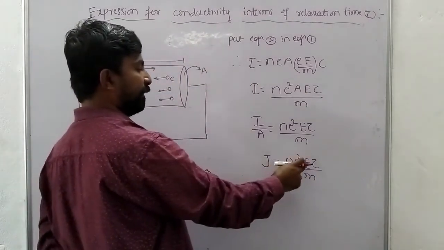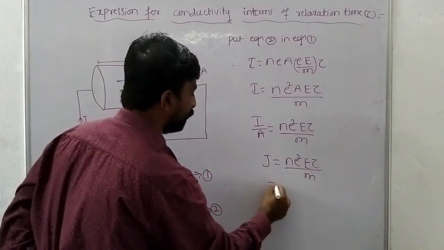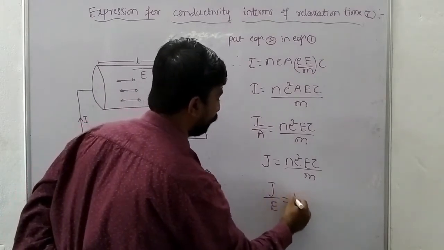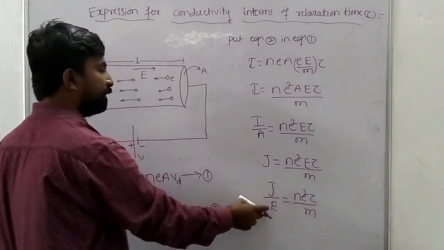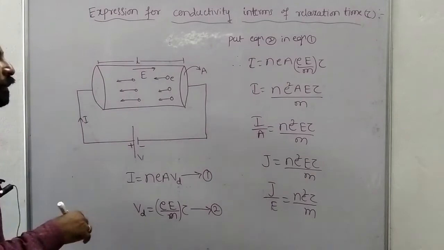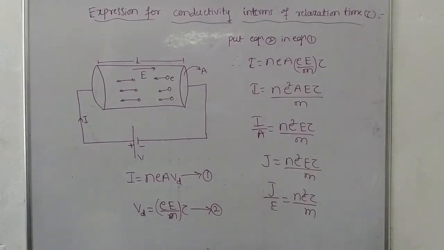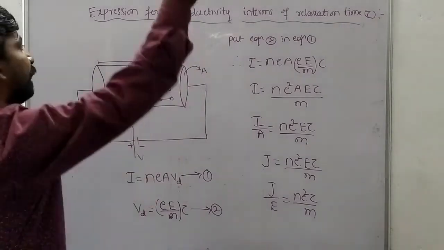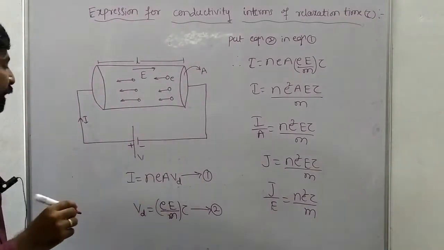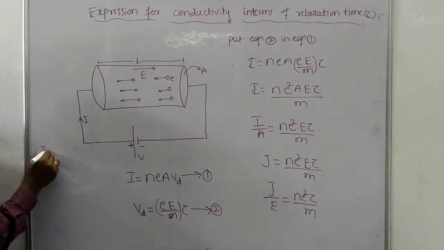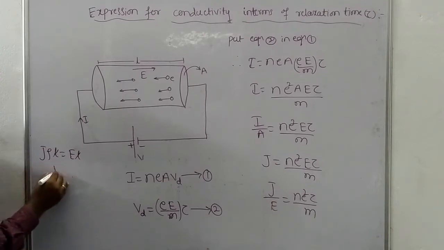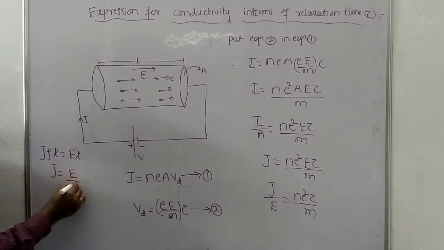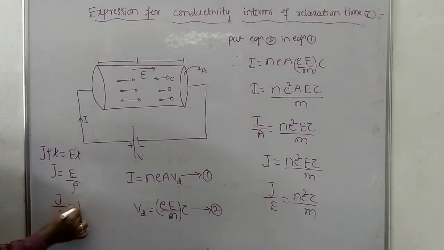So again rearrange this equation, taking E to the other side. J by E is equal to N e square tau by m. So what is J by E? You already did this just now when deriving the relation between current density and conductivity. J rho L is equal to EL, L and L get cancelled, then J is equal to E by rho, isn't it? Taking E to the other side, J by E is equal to 1 by rho.